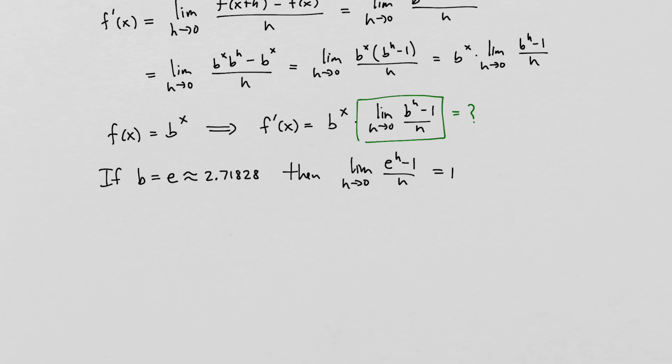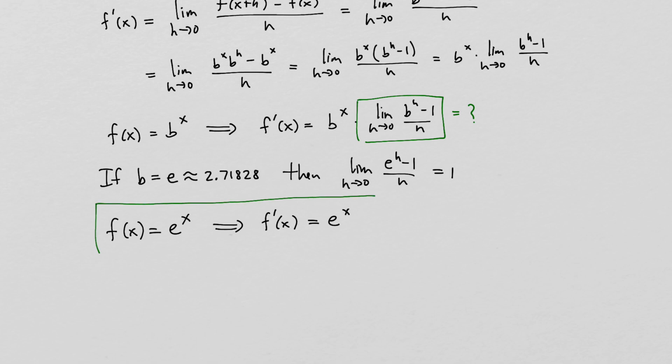And in that case, we can write f of x would equal e to the x, and f prime of x would also equal e to the x, because the derivative is e to the x times this limit. But again, this limit is 1 if b is the number e. And for right now, we're just going to focus on this special case. So what we have is perhaps the most important derivative in all of mathematics, and that is the derivative of the function e to the x is equal to itself.